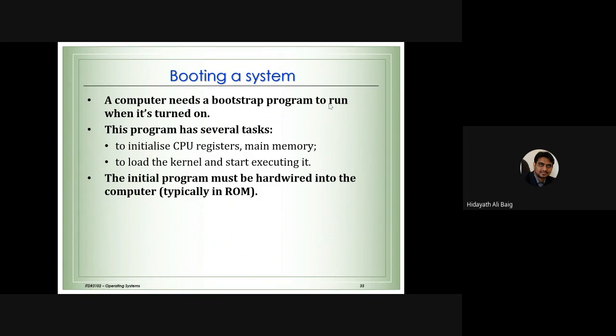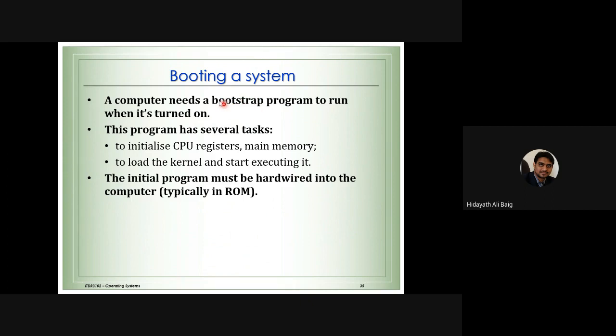That is called a bootstrap program. So what is the bootstrap program? The computer needs this small program to run when it is turned on. When we switch on the computer, we see some instructions, but our operating system is not loaded yet. Suppose I buy a new computer, I need to install the operating system on my new hard disk. But at least I need to make the computer run first. So for doing that, we need a bootstrap program.